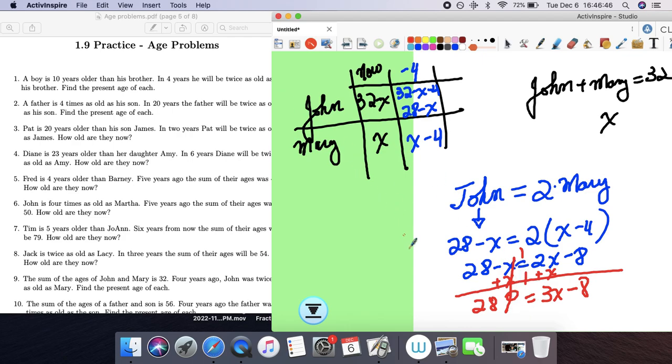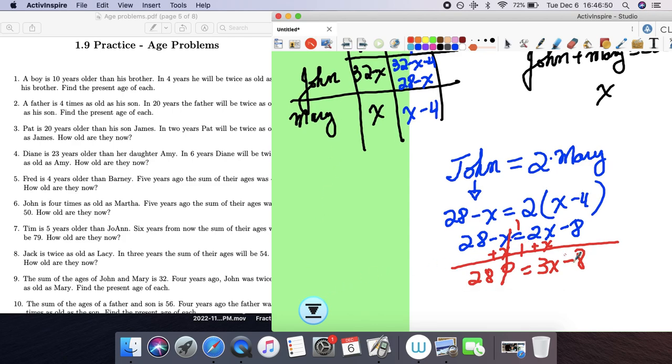And now it's a two-step equation. Let's lower this a little bit. We're going to do plus 8 and plus 8. Minus 8 plus 8, right, that's 0. That gives me 3x. 28 plus 8 is 36. The next step is to divide both sides by 3, and x equals 12. So I can go back to my problem here now.